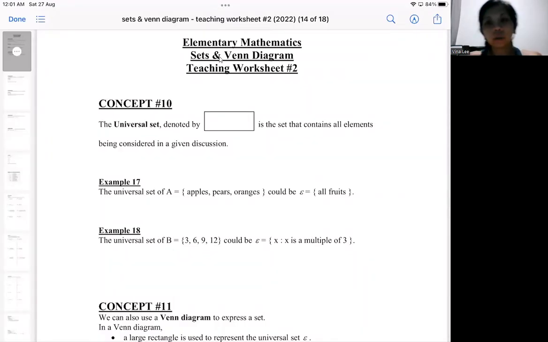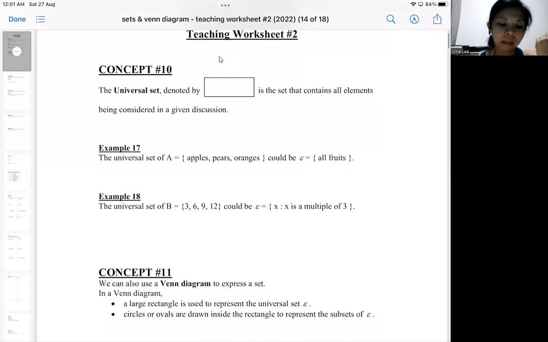In this teaching worksheet, we're going on to more symbols. As we learn more symbols, all the previous symbols will be layered in, so it will be a bit confusing. So you have to memorize what each of the symbols means. At the end of it, there's a table to summarize the symbols. Okay, so in concept number 10, we have something called the universal set.